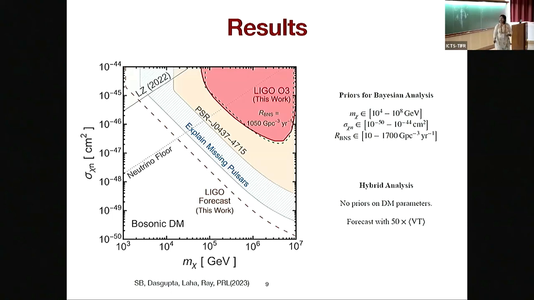Here we take the sensitivity of the detector to be 50 times the sensitivity that we have now, and then it can exclude a huge bunch of parameter space, where LZ2022 is the direct detection bound from terrestrial experiments. So they lose their sensitivity at this high dark matter mass. So gravitational waves can do better if there is still non-detection of low mass black holes.